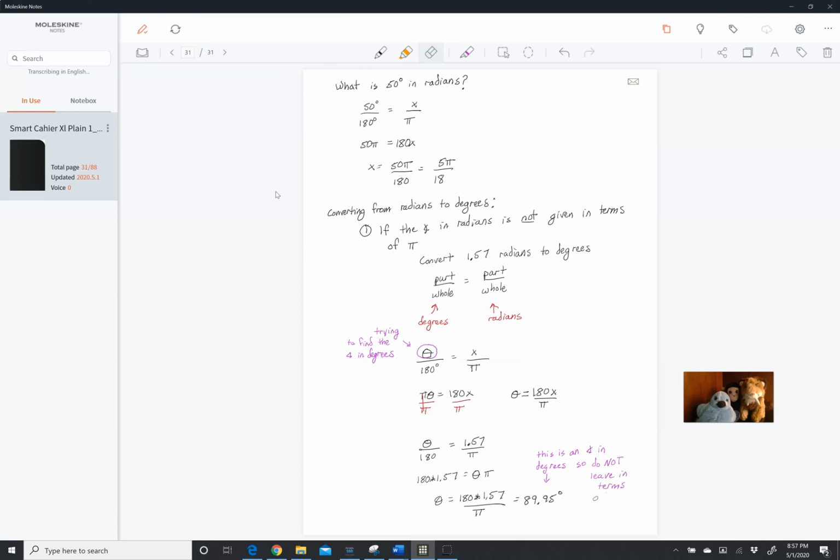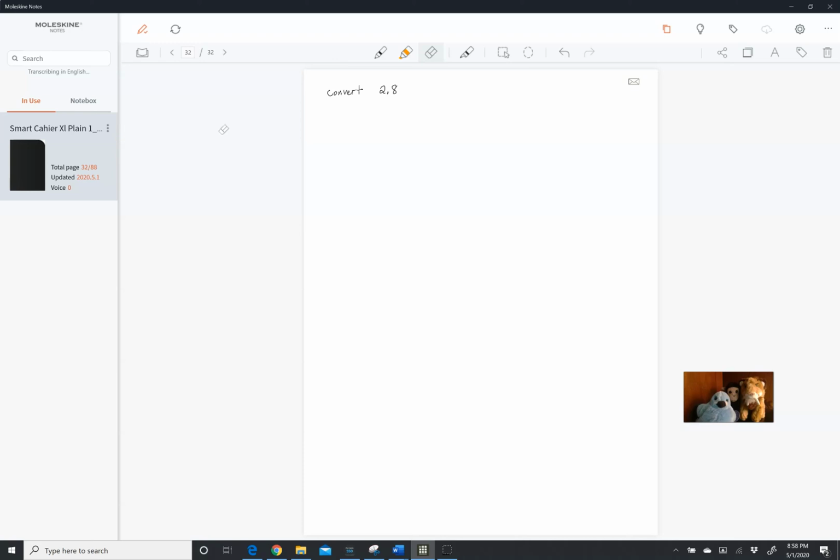Let's do one more. Okay, let's convert 2.81 radians to degrees. Okay, so once again, we're going to set up our part over whole. So the angle in degrees is unknown. So notice we're using theta because that's like a variable for angles. So theta over 180 is equal to 2.81 over pi. We can cross multiply here. So we get 180 times 2.81 is equal to theta times pi.